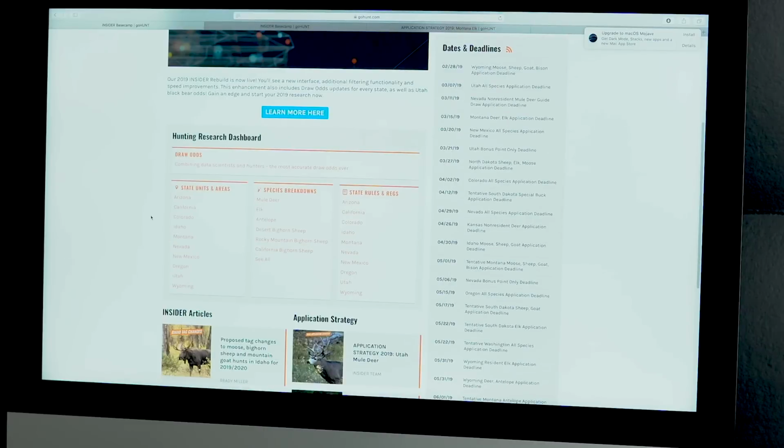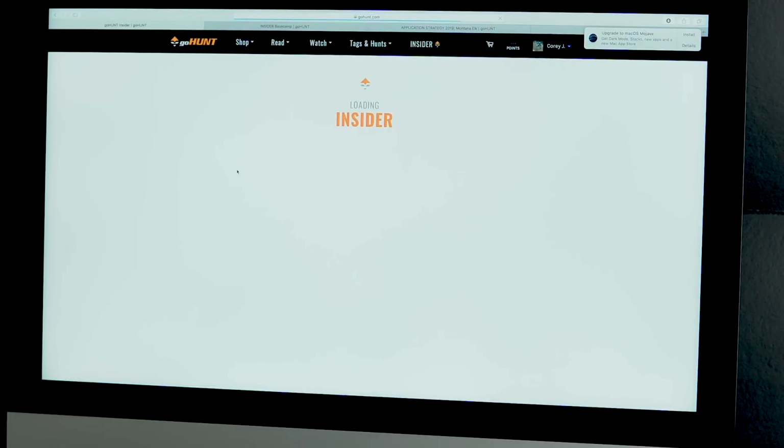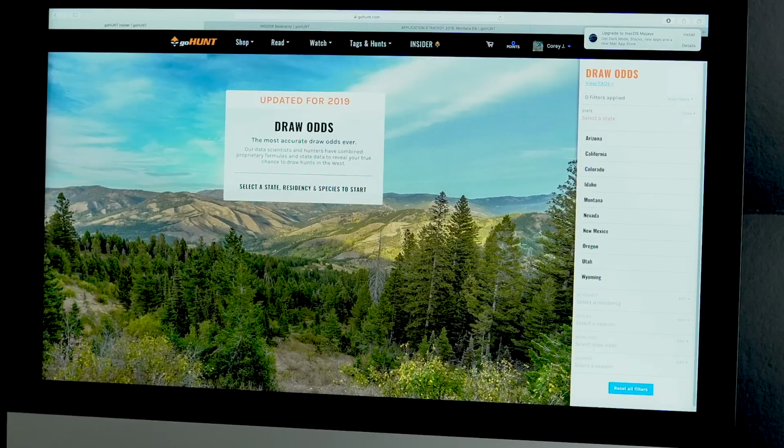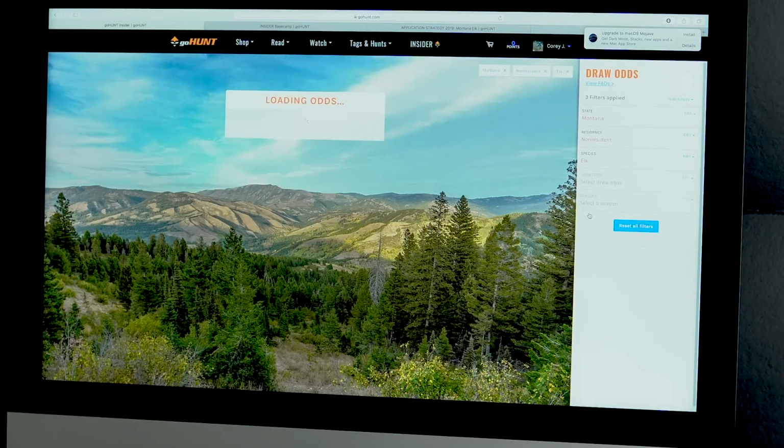Before we get into that though, I want to jump into GoHUNT and look at some draw odds, as well as go into filtering 2.0 and look at some of the units that you might want to apply for in Montana. So the first thing I'm going to do is click on draw odds and go in through Insider and click on Montana. And I am a non-resident, and we're going to look at elk.